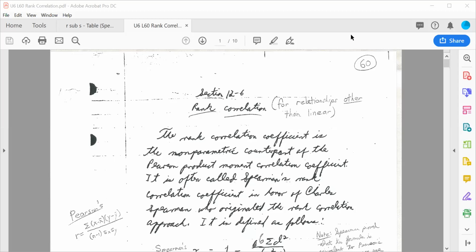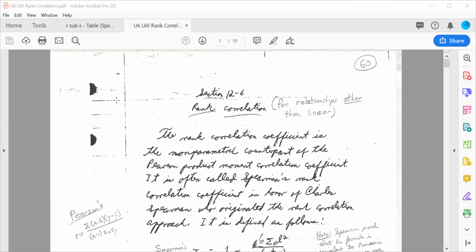Okay, everybody, let's get to rank correlation. All right, so we just got done with Pearson's linear correlation. Now, Pearson's linear correlation is an awesome test statistic. However, it does have its limitations. It can only be used for data that is linear in nature, okay?